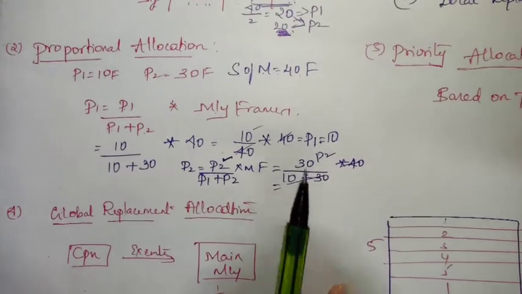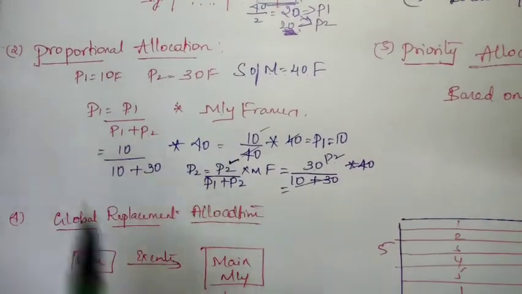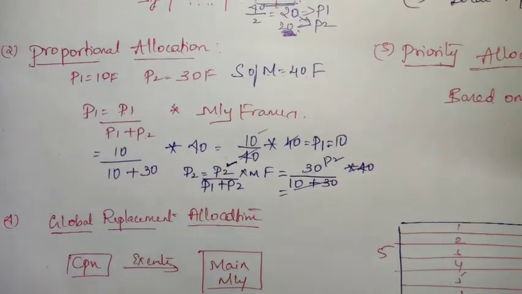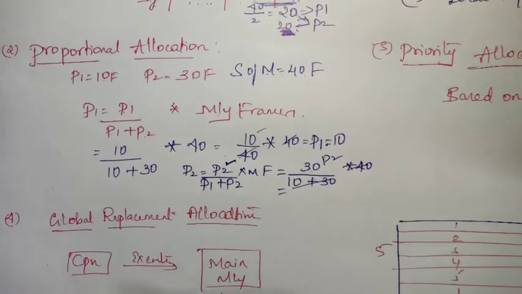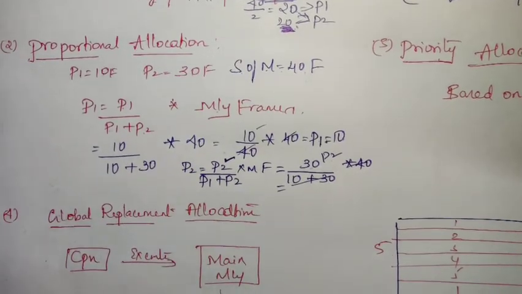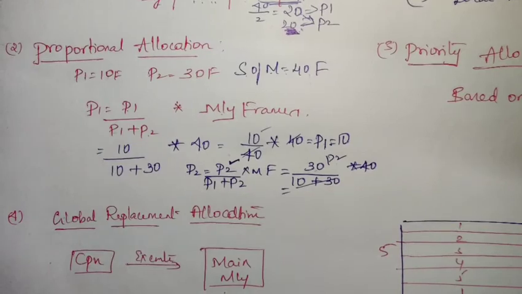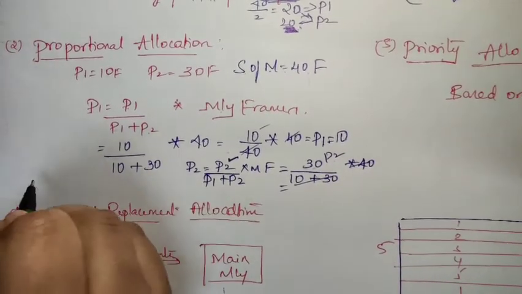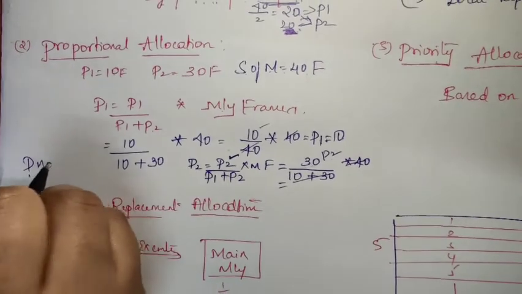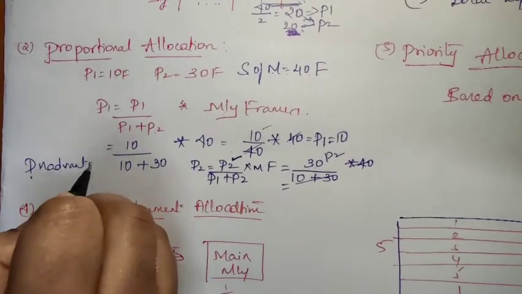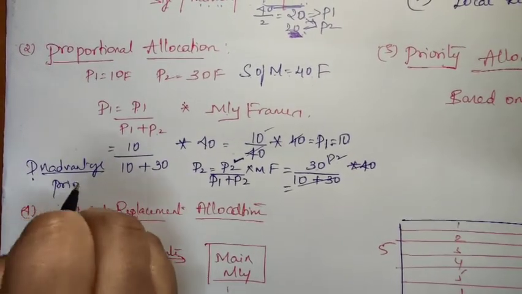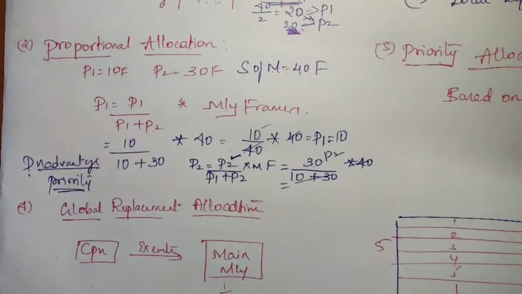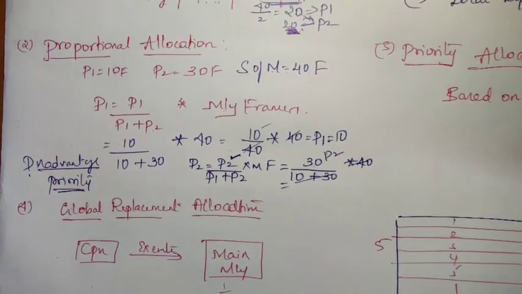But the problem in proportional allocation is that priority won't be considered. We are not considering any priority in this case. So it does not show any difference between the high priority process and the low priority process. Here the disadvantage is priority. In order to solve this priority problem, we have one more approach, that is priority allocation.